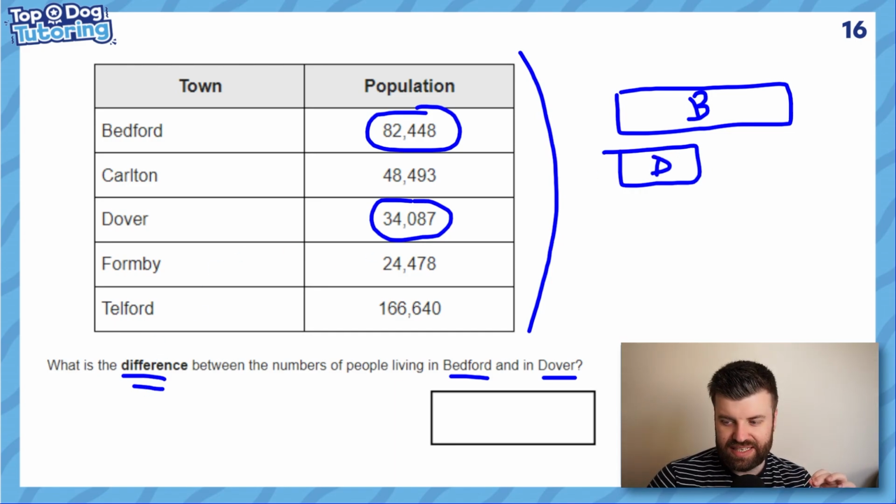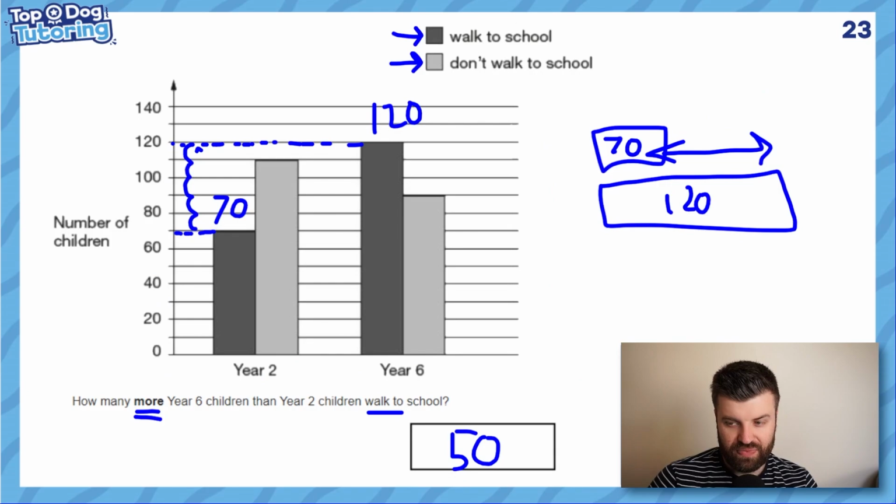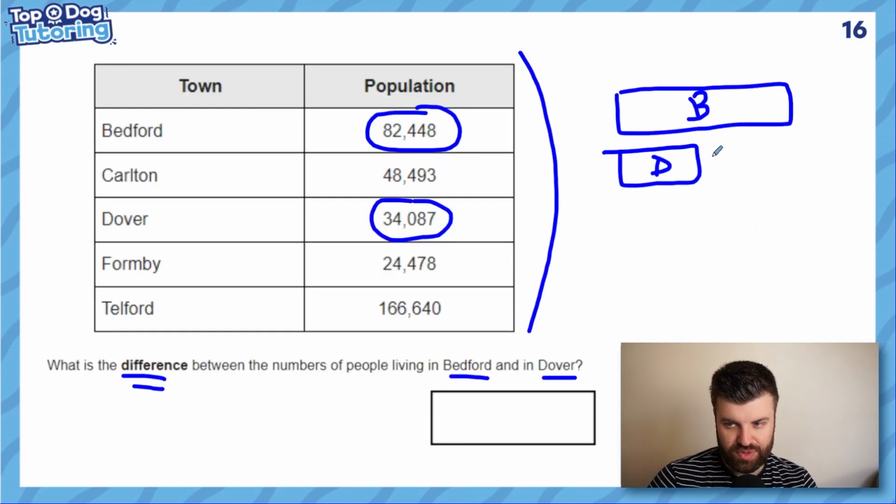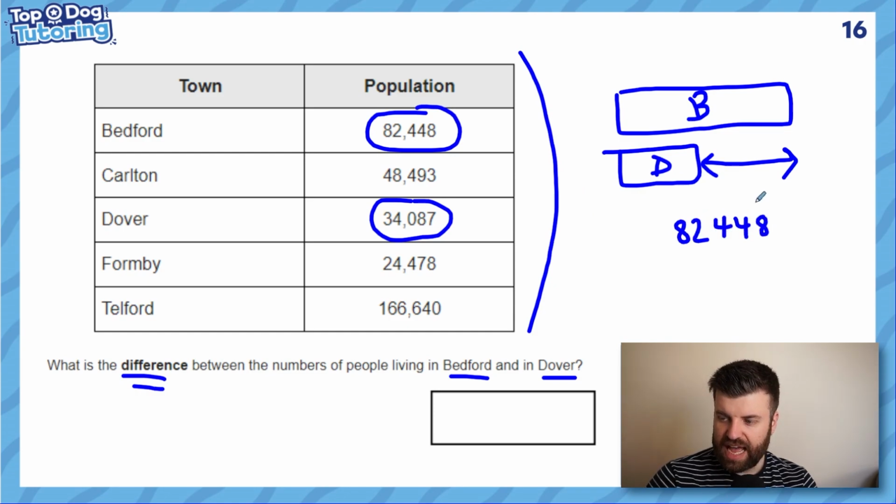Finding the difference is the same as how many more. It's both about finding that difference between 2 amounts. So we still want to know, what do we add on to Dover to get to the total for Bedford? Now, the best, most formal way to do this is to use subtraction. So we would take the amount of people in Bedford, which is the much larger amount, 82,448. And if we take off this chunk here of Dover, this bar we can see above, it's the same as just chopping this off here, taking this off, and we're left with the difference.